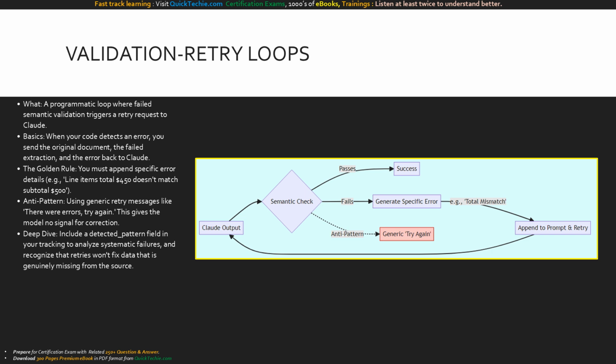Notice the red anti-pattern node. Never feed a generic "try again" message back into your loop, as it leads to infinite failures and wasted tokens.